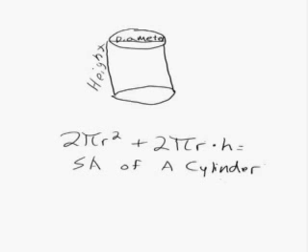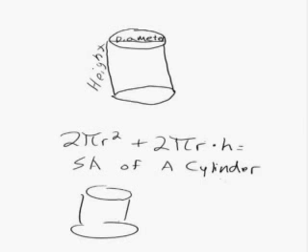What this does is find the area of the congruent circles on the top and the bottom of the cylinder. It also finds the outside of the cylinder.